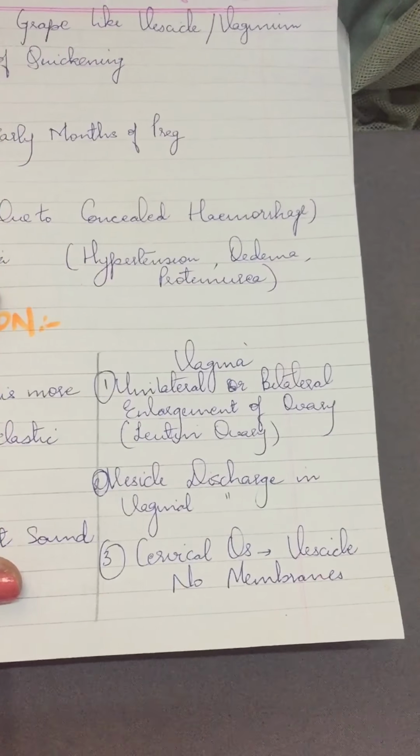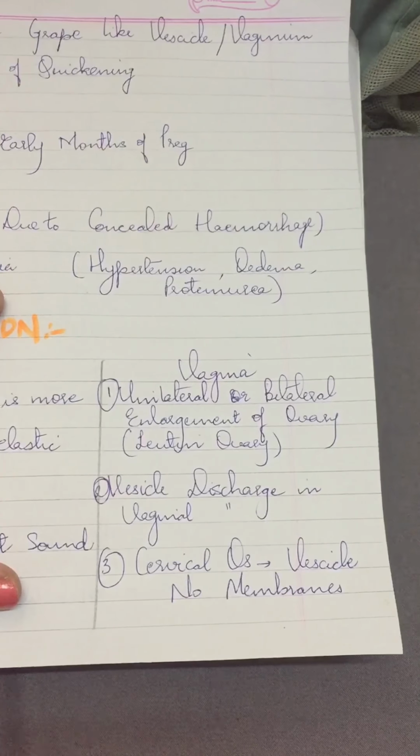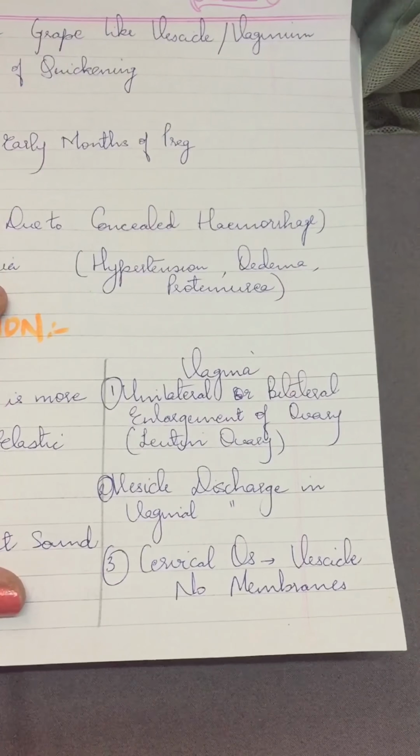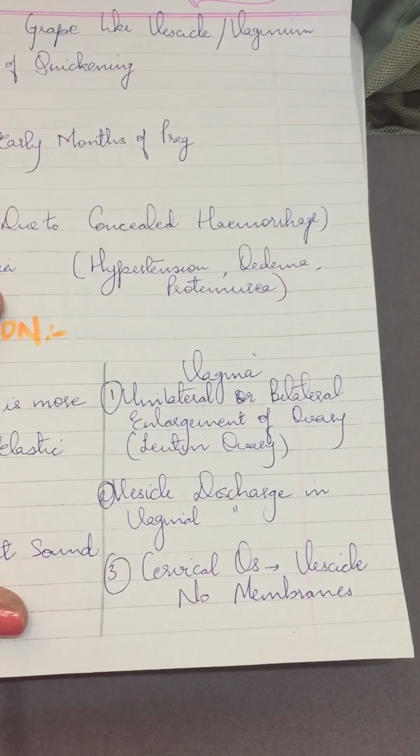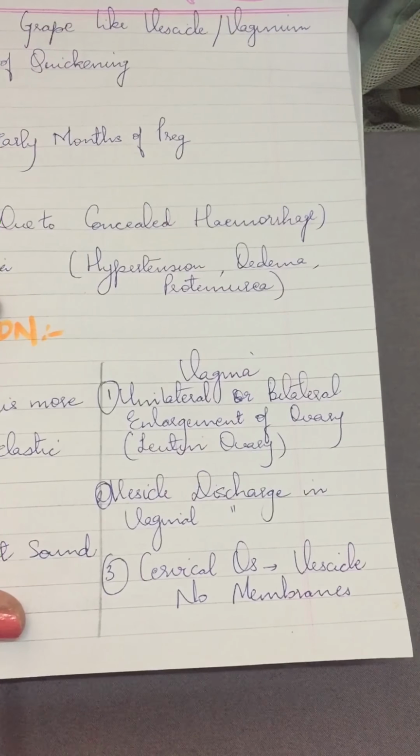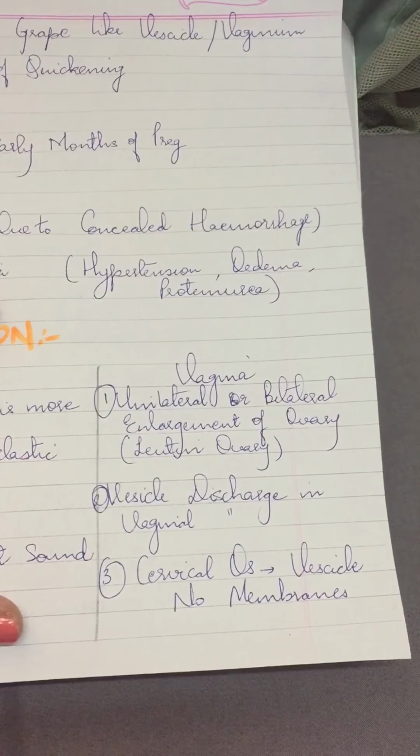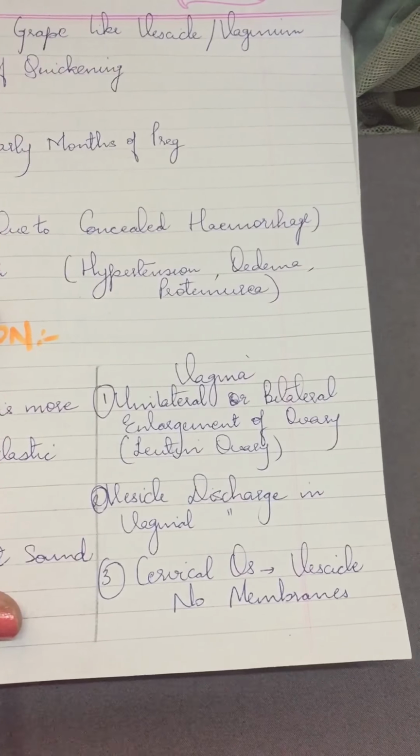Now in the vagina, you will feel unilateral or bilateral enlargement of ovary because of lutein ovary, vesical discharge and vaginal discharge, and in cervical os you will be only able to palpate the vesicles and there will be no membranes.